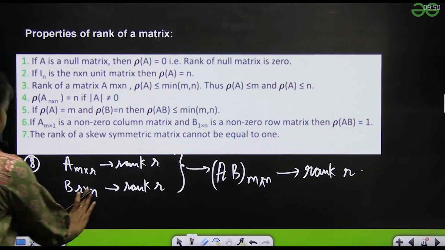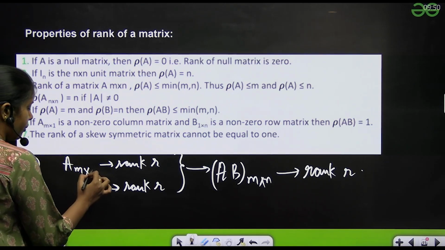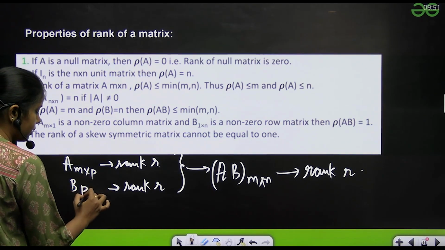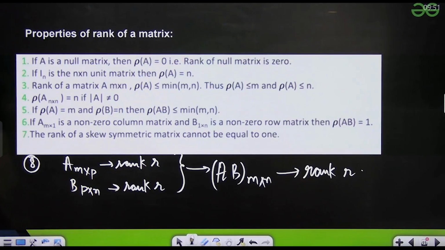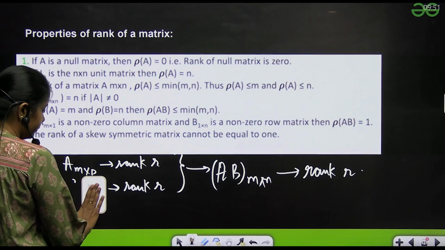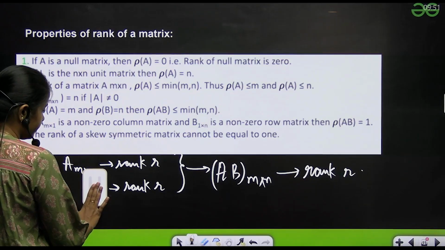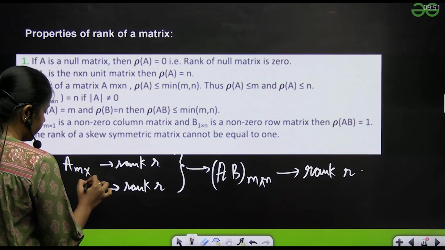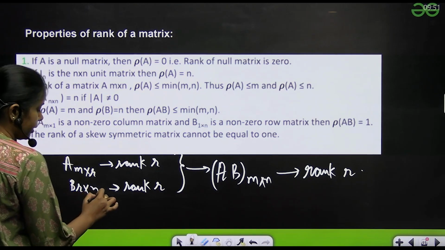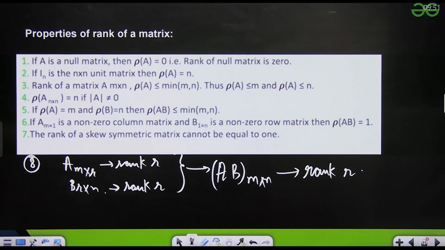You can also write that A is m cross p and B is p cross n. Then A has rank r, B has rank r. If both have the same rank, then AB would have rank r. So A is m cross r and B is r cross n, then it would have rank r. Right? Now let's see more questions.